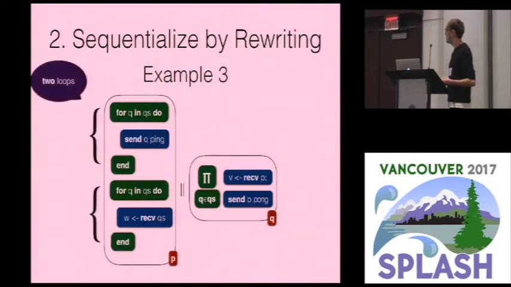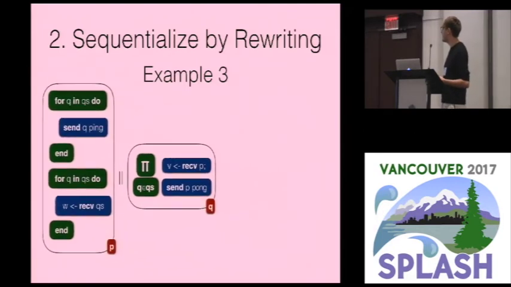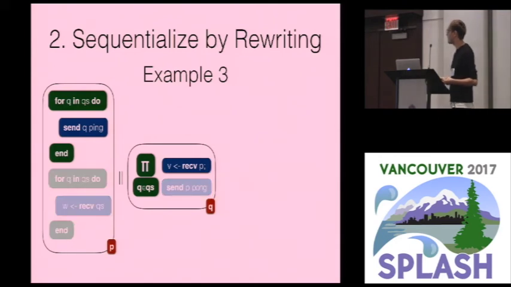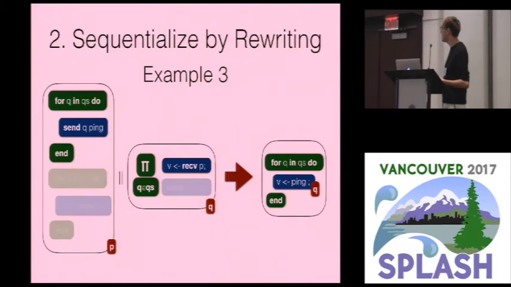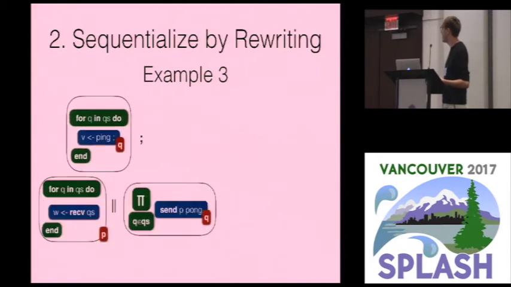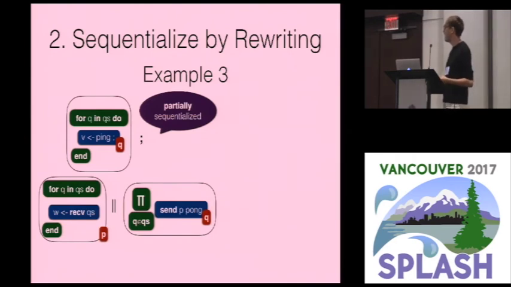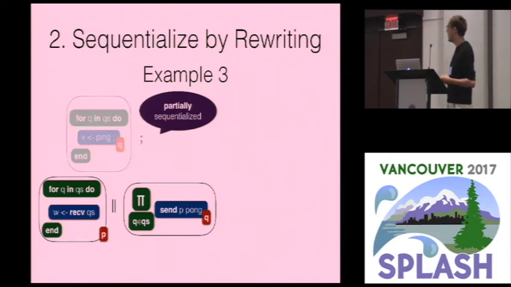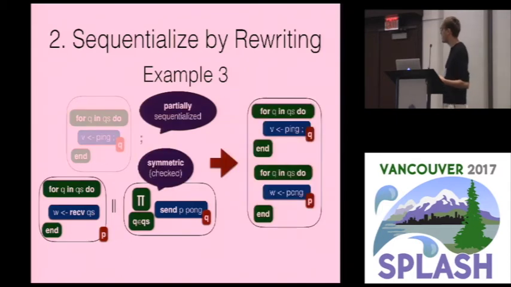Okay. So here's a third example. And here, the loop in P is split into two parts. So first, P sends out all the ping messages and then it receives all the replies. Okay, so how can we rewrite that? First, we focus on the first loop, and then we can apply the same reasoning as before to sequentialize it into this loop. And then we end up with a partially sequentialized program that has a sequential prefix and a suffix that we still need to rewrite. And then here, we can notice that all the processes are symmetric, and we can apply the reasoning that I showed you before to rewrite it into the final version.